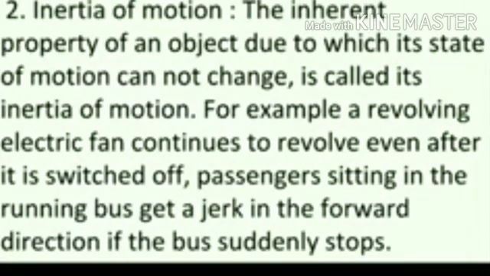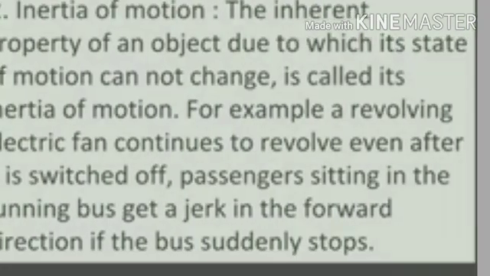Inertia of motion. The inherent property of an object due to which its state of motion cannot change is called its inertia of motion. For example, a revolving electric fan continues to revolve even after it is switched off, and passengers sitting in the running bus get a jerk in the forward direction if the bus suddenly stops. That is the inertia of motion.